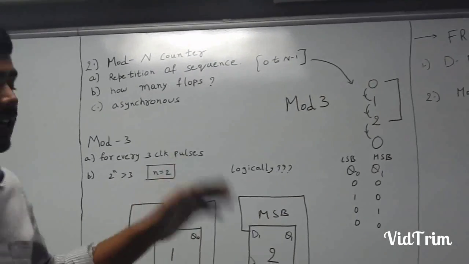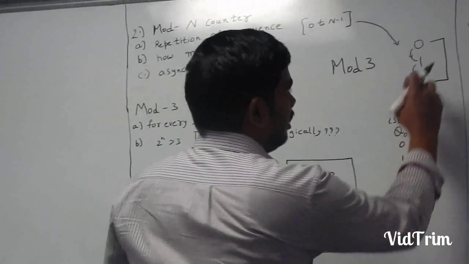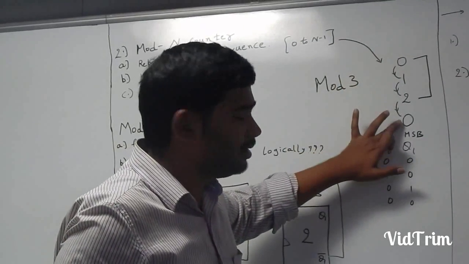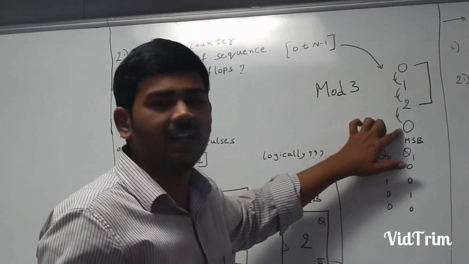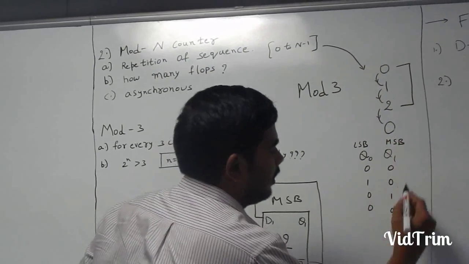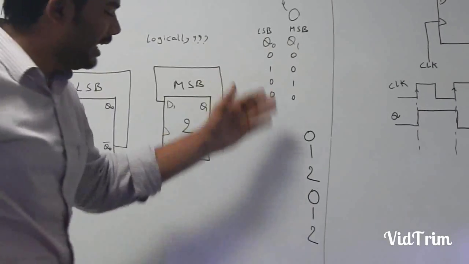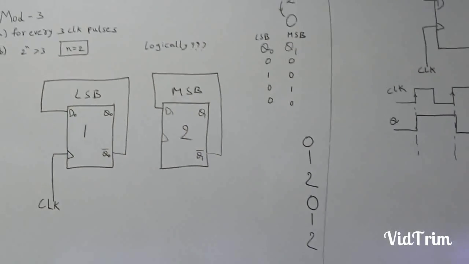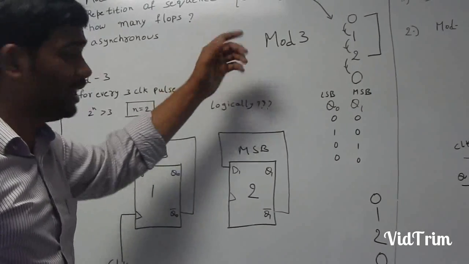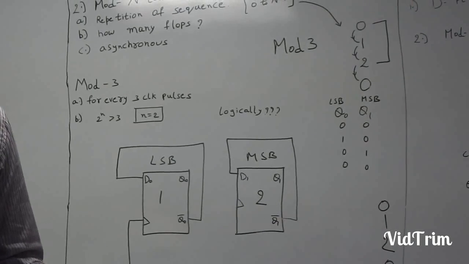That means if you consider a mod counter, after n clock pulses we get the same sequence. After 3 clock pulses, again we are getting 0. So the sequence is repeated: 0, 1 and 2, again 0, 1 and 2, and so on and so forth. Now to design this counter, I am taking this particular example. Based on this example, you should be able to solve any mod counter.